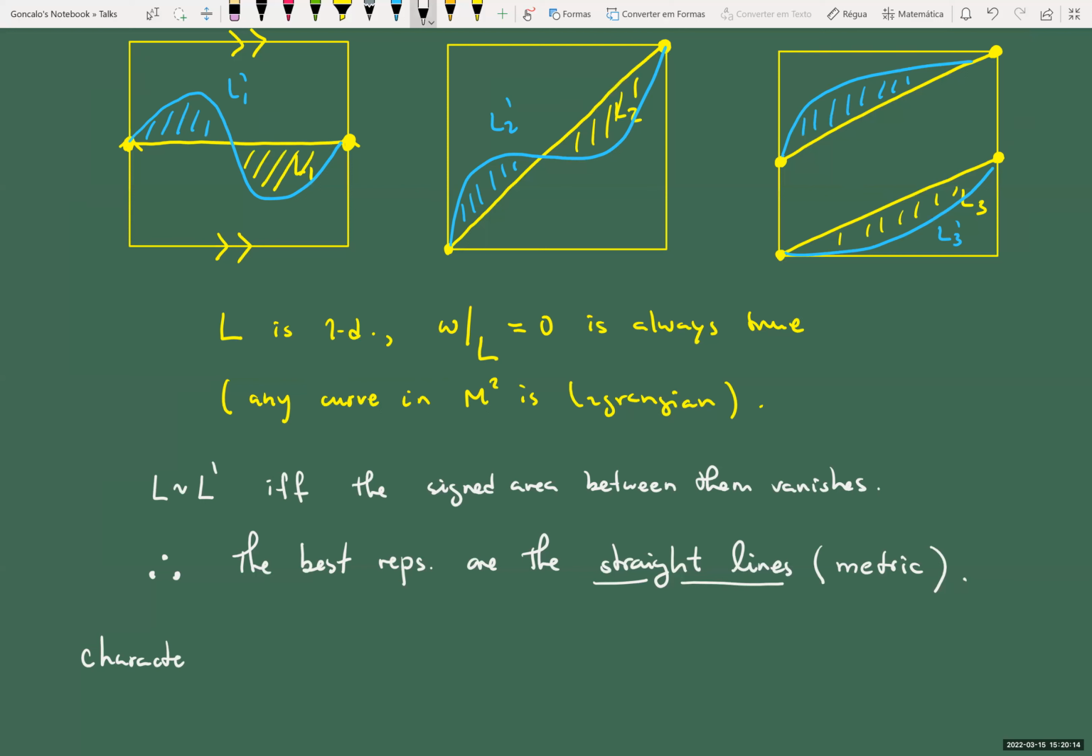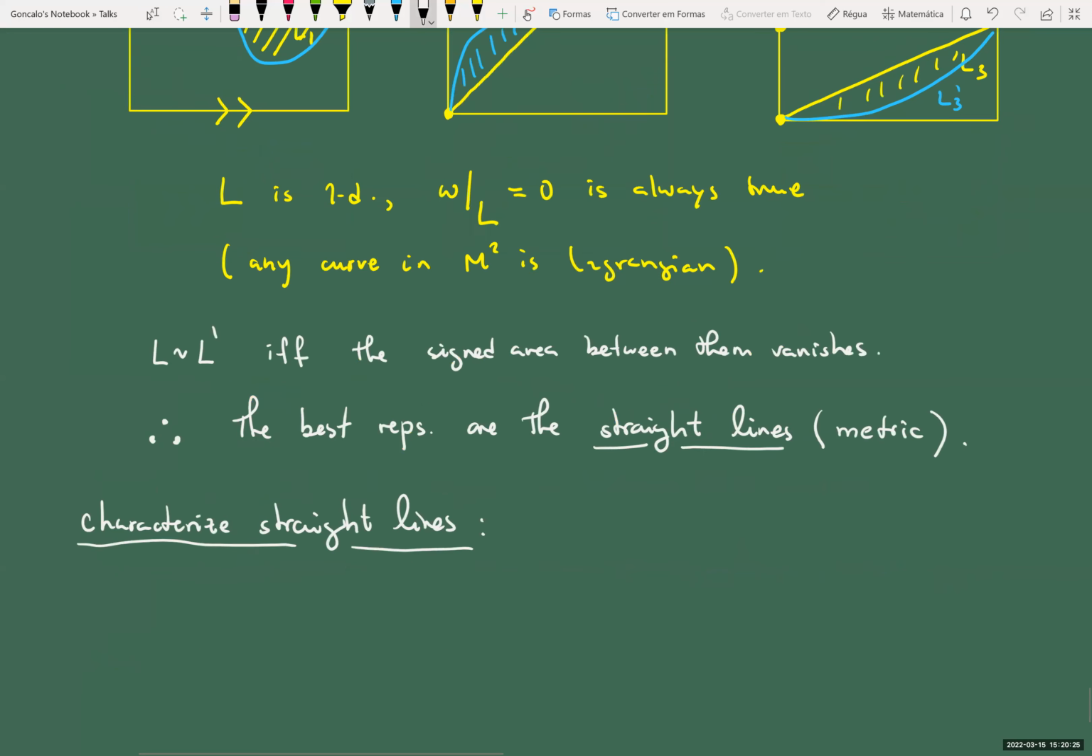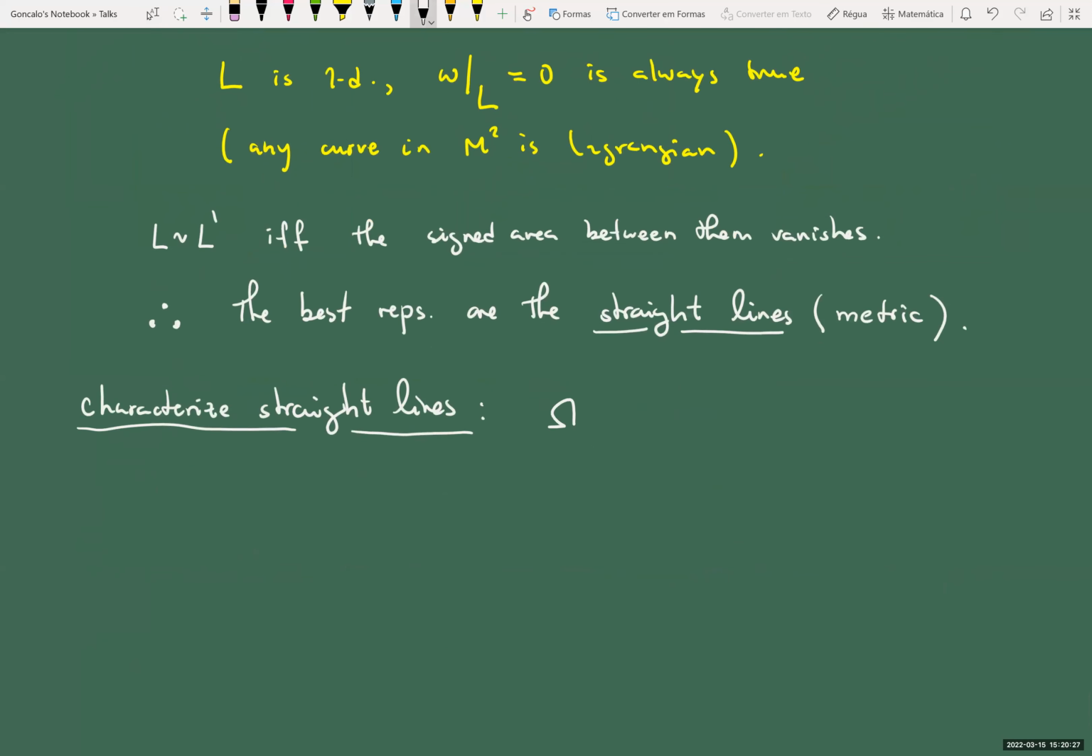Okay, so first, characterize straight lines. Let's try and characterize them. So I'm going to pick a complex valued 1 form. That's basically dz, where z is x plus iy. Okay, so that's a complex valued 1 form.